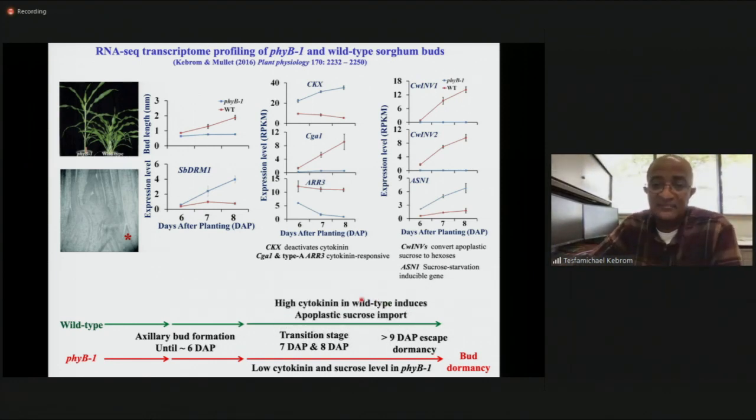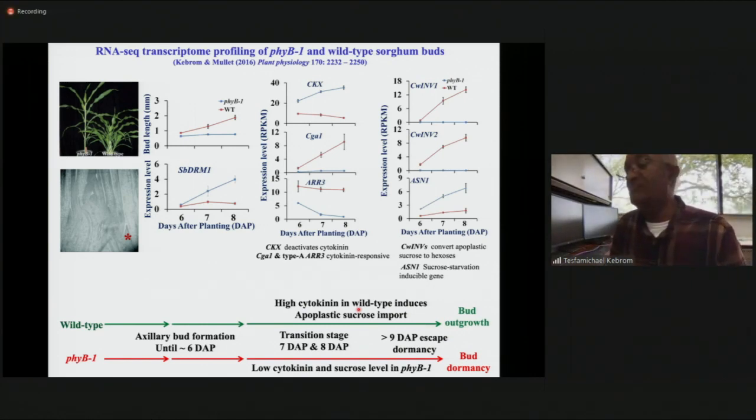During this time, also in the wild type, the bud that grows into a branch had a high level of cytokinin, and the sugar importing mechanism was also activated. Then the bud grew. This sugar importing mechanism is known as the apoplastic sucrose import mechanism. The apoplast is the free space in the plant body.